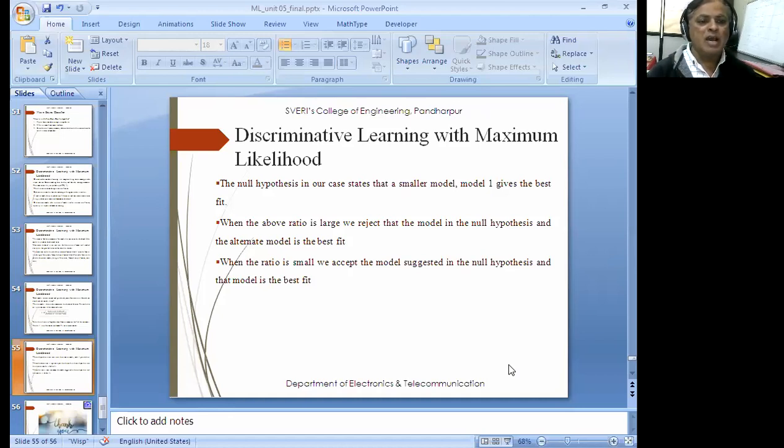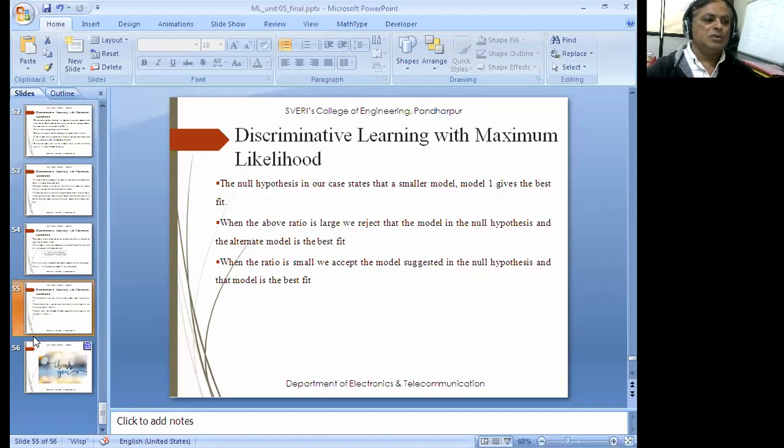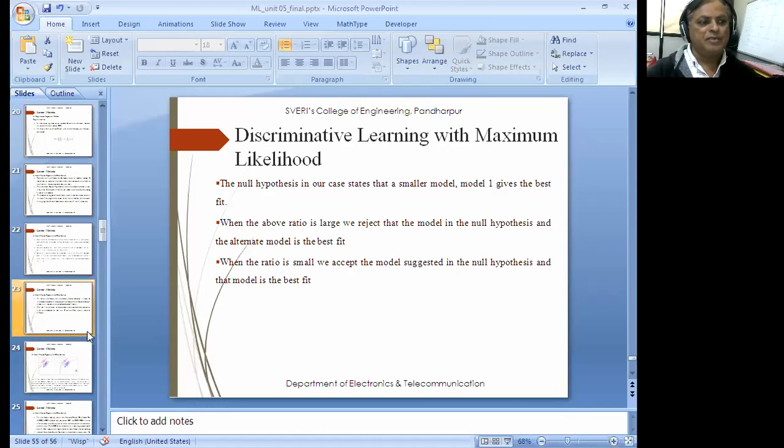When the above ratio is large, we reject the model in null hypothesis and the alternative model is best fit. लेकिन अगर likelihood ratio का वैल्यू ज्यादा आ गया तो ऑब्वियसली कौन काम कर रहा है? ऑब्वियसली हमारा जो काम कर रहा है वो है alternative model. So depending upon value, when the ratio is small, we accept the model suggested in null hypothesis and the model is the best fit. So ratio किस तरह का है उस हिसाब से आप model 1 या model 2 को accept कर सकते हैं. So I do feel this is how we have finished unit number 5.